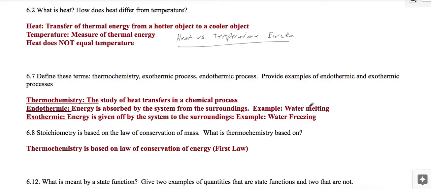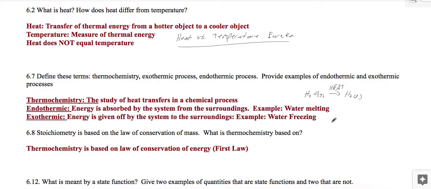For example, water melting requires energy. In order to take water from a solid to a liquid, it takes energy.